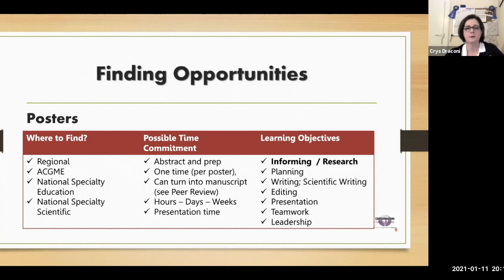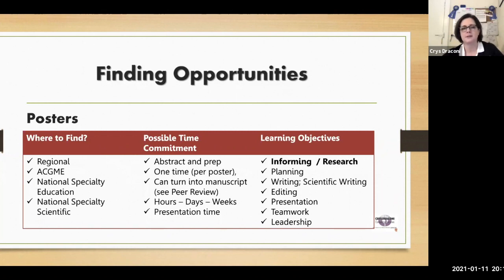Time commitment, again, you have your abstract and prep, just like you do your presentations, but it's only one time per poster. You can go on to turn this into a manuscript and turn this into peer review. It can take from hours to days to weeks. And usually when you write the abstract, you're basically writing the poster. So by the time you get to prepping the poster, it's usually no time at all.